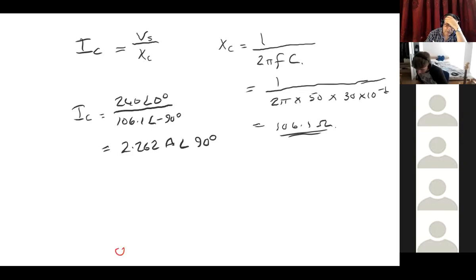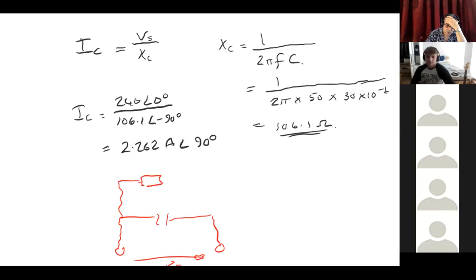If we look at this diagram again, VS, we now know this current and this one. So what method do you know of to find IS now that you know IC and IRL? You have to change them into rectangular form, and then you have to add them.